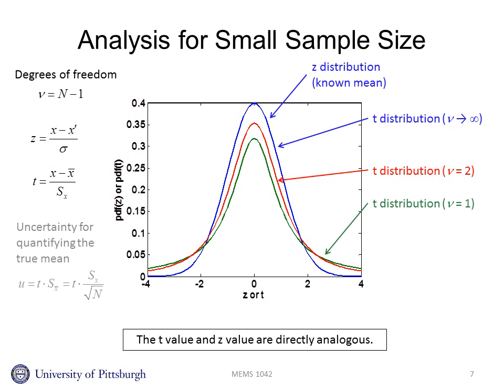This uncertainty is defined as the product of t and s sub x bar, which is known as the standard deviation of the means, and is equal to the sample standard deviation, s sub x, divided by the square root of n. So as the number of samples increases to infinity, this uncertainty approaches 0, suggesting we are more and more confident of the true mean value.